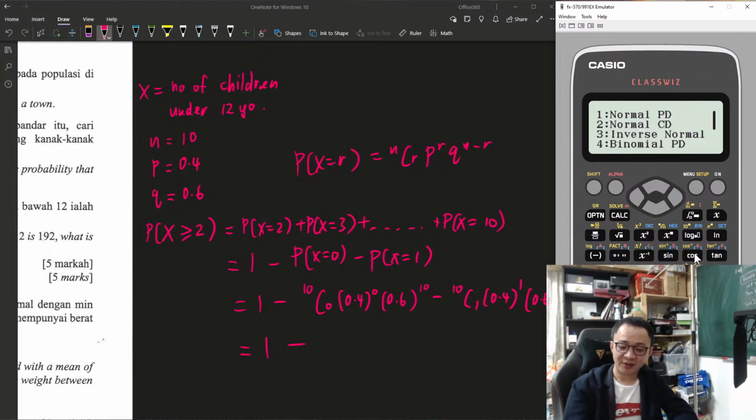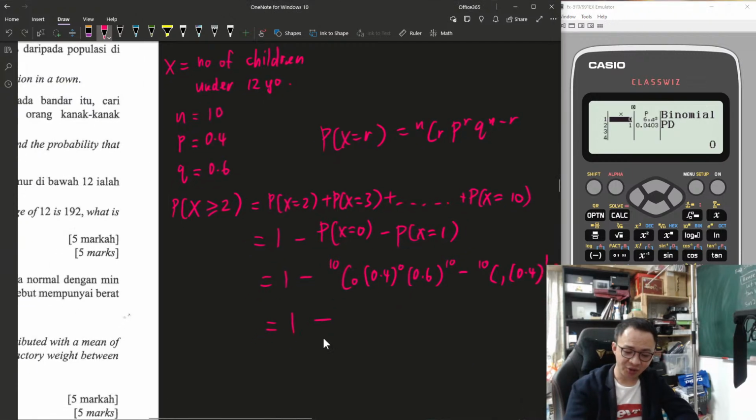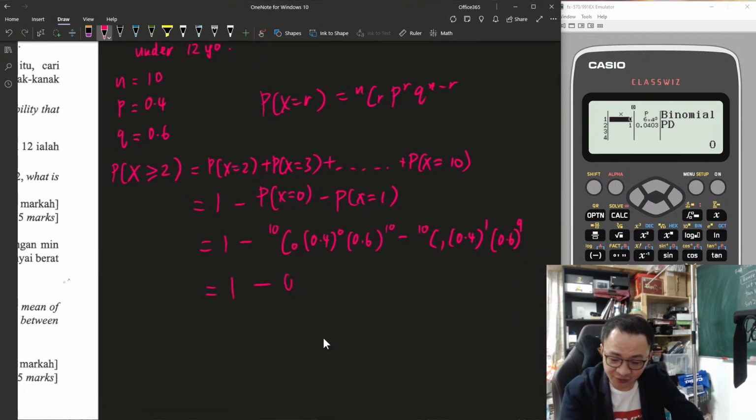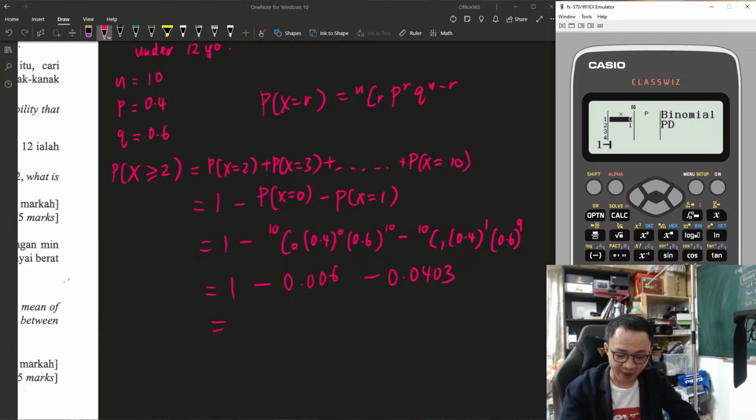Then here I will use a shortcut because I already know how to type everything in the calculator. I will go to the binomial PD, which is number 4 here. I get into a list. I want x equals 0 and 1, so in my list I enter 0 and 1 there. You can see from my screen. Then I type enter, my n is 10, my p is 0.4, 40%, right? I type enter, and the calculator tells me 2 values. The first value is 0.006. The other value is 0.0403. So I will just do 1 minus both values here.